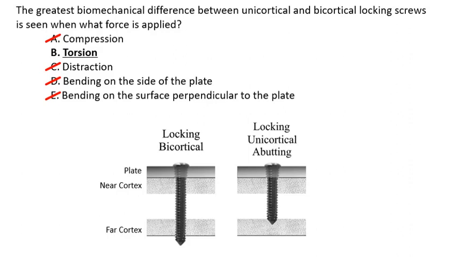This question asks which force creates the greatest biomechanical difference between unicortical and bicortical screws. The two screws are shown in the image at the bottom of the page. The bicortical screw on the left extends all the way through the near and far cortex of the bone. In contrast, the unicortical screw is shorter in length and only goes through the near cortex of the bone.